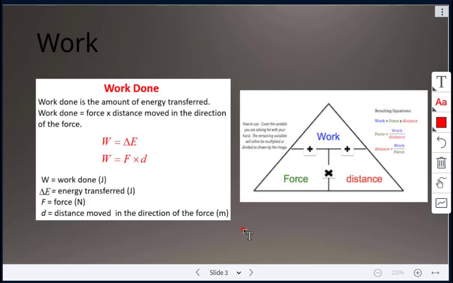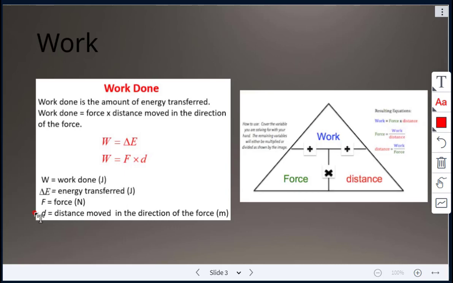So work done is the amount of energy that is transferred. Work is force times distance. We talked about this a little bit already previously. Keep in mind that the distance we talk about is the distance moved in the same direction as the force. Work is measured in the units joules. Force is measured in newtons, and distance is in meters.